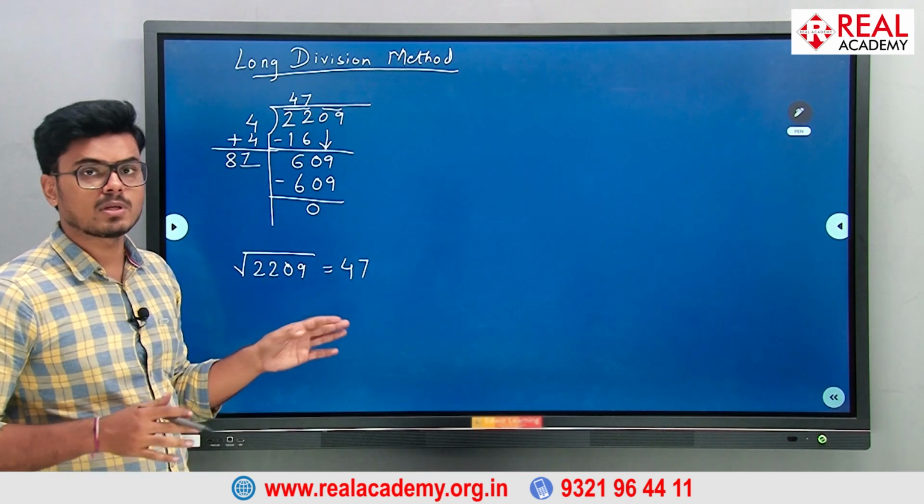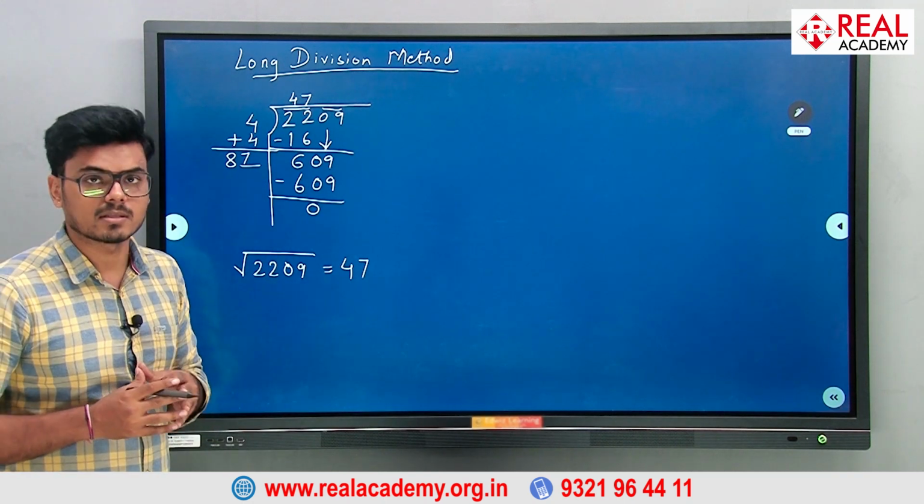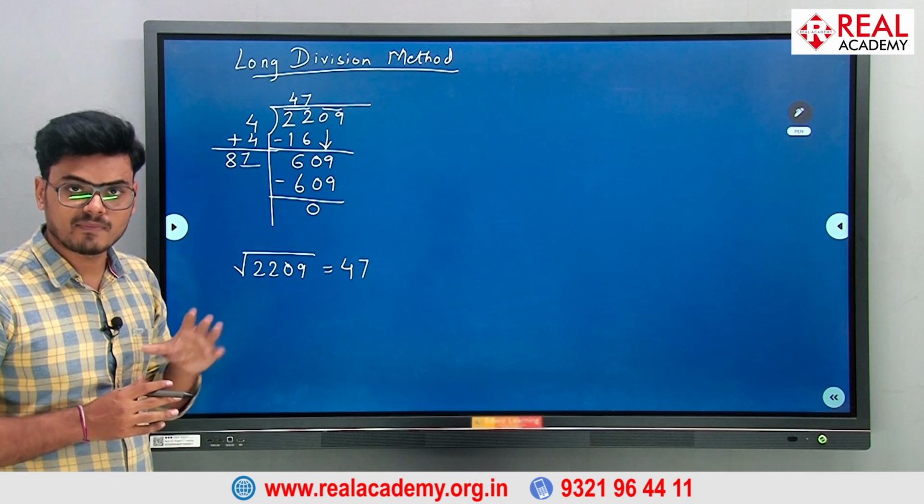Okay. Square root of 2209 is 47. Simple. This is how the long division method works. Now this was a simple number, it was a perfect square.